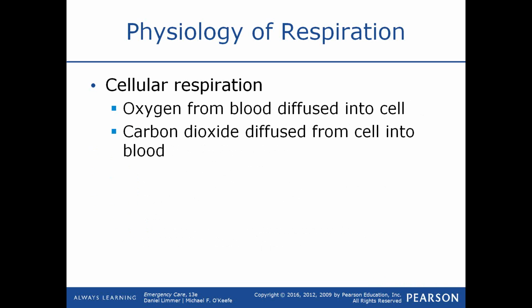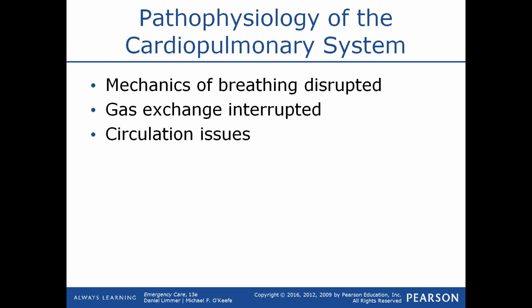Now, cellular respiration is when the oxygen from the blood goes into the cell and the carbon dioxide from the cell moves into the blood. So there are several types of respiration that we need to consider when we're assessing a person who is having difficulty breathing.